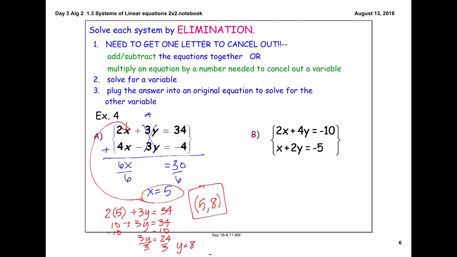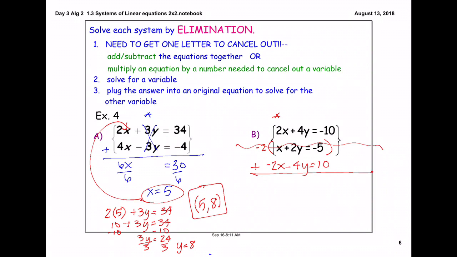Looking at example B, when I look at my x's and my y's, neither one of them cancel out, but I can tell looking at my x's, if I multiply this whole bottom equation by negative 2, I would create x's that are inverse from each other. I then cross out the equation that I multiplied and I add my two equations together.